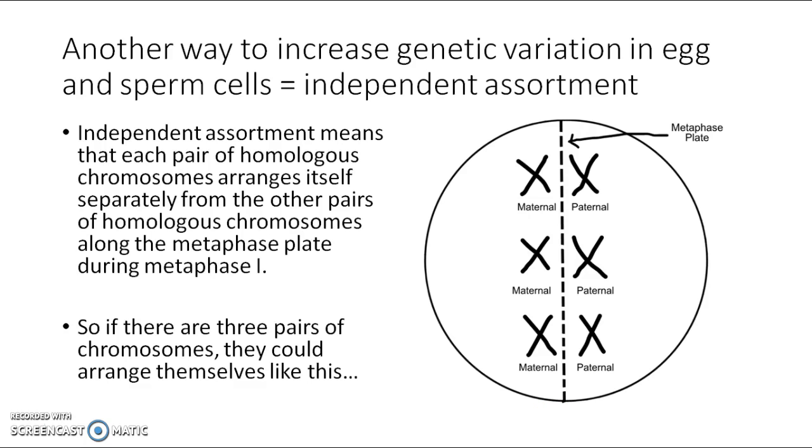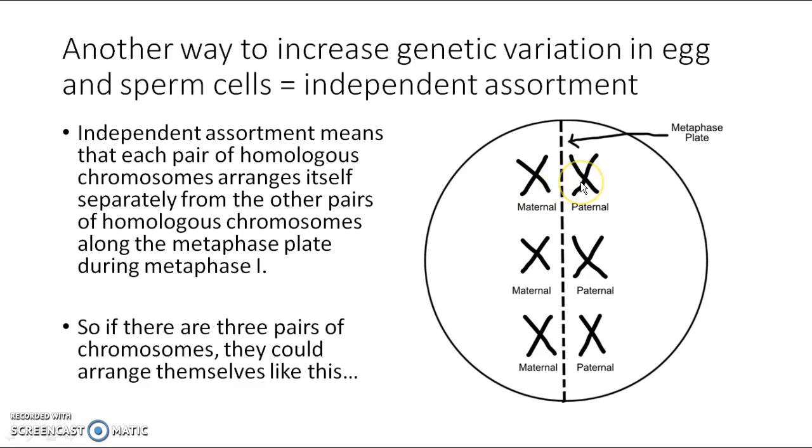Now remember, each pair of chromosomes has a maternal chromosome and a paternal chromosome. The maternal one came from this person's mom, the paternal one came from this person's dad. These chromosome pairs could all line up the same way, in this case with the maternal chromosome on the left and the paternal chromosome on the right. However, they don't have to line up the same way.